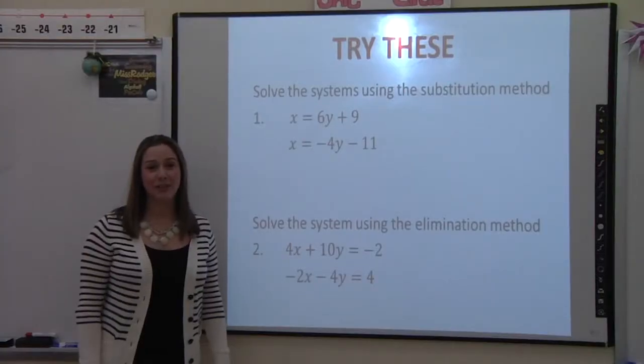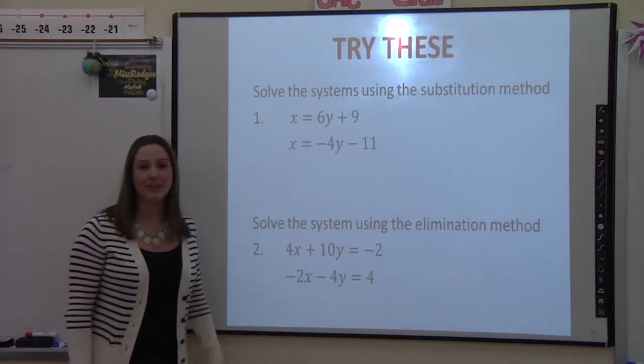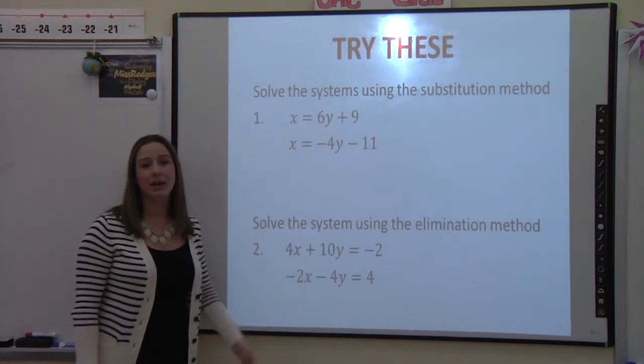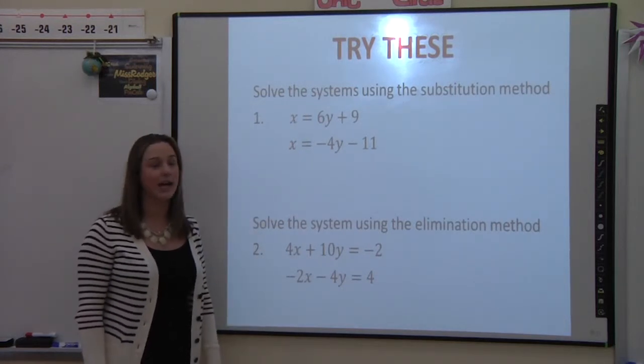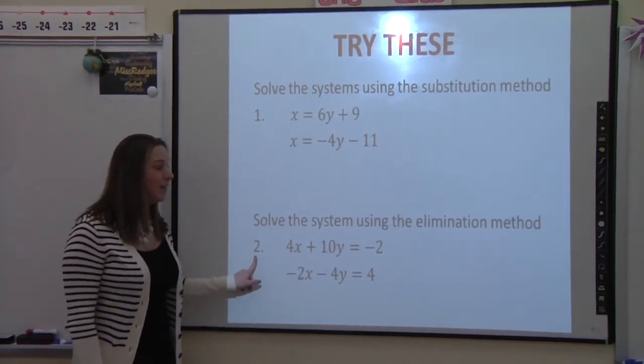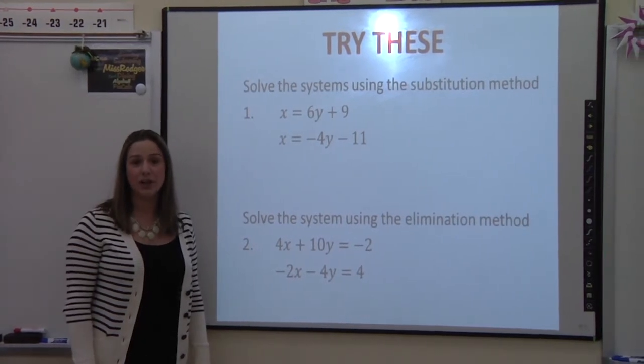After watching today's videos, try these. The first problem is solved by substitution. Notice that we have an x and an x. It doesn't matter what type of variable we have, x, y, we can still solve this using substitution. The next problem is an elimination problem. Determine which type of problem it is and solve it for tomorrow.